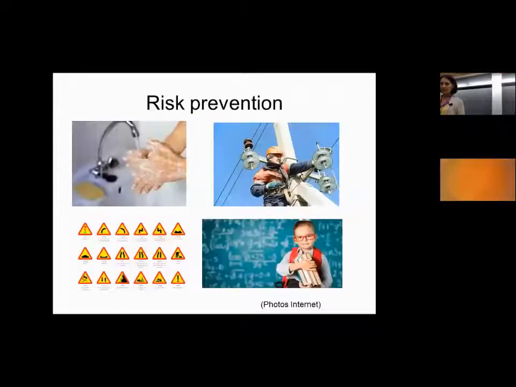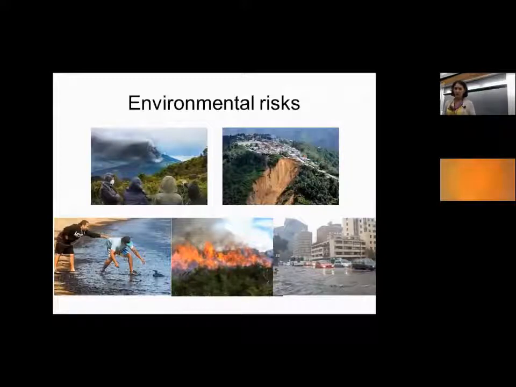And in order to prevent these risks, we have tools and protocols, right? Like we wash our hands, we have all sorts of equipment to prevent risk at work. We have traffic signals, and we know that good public education is one of the keys to prevent poverty and exclusion. And we also have environmental risks.